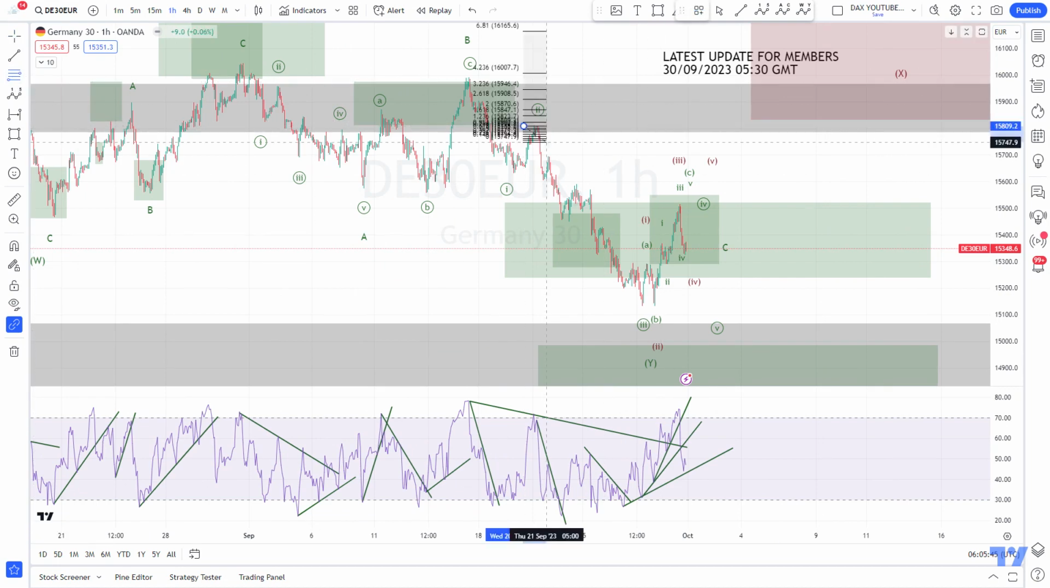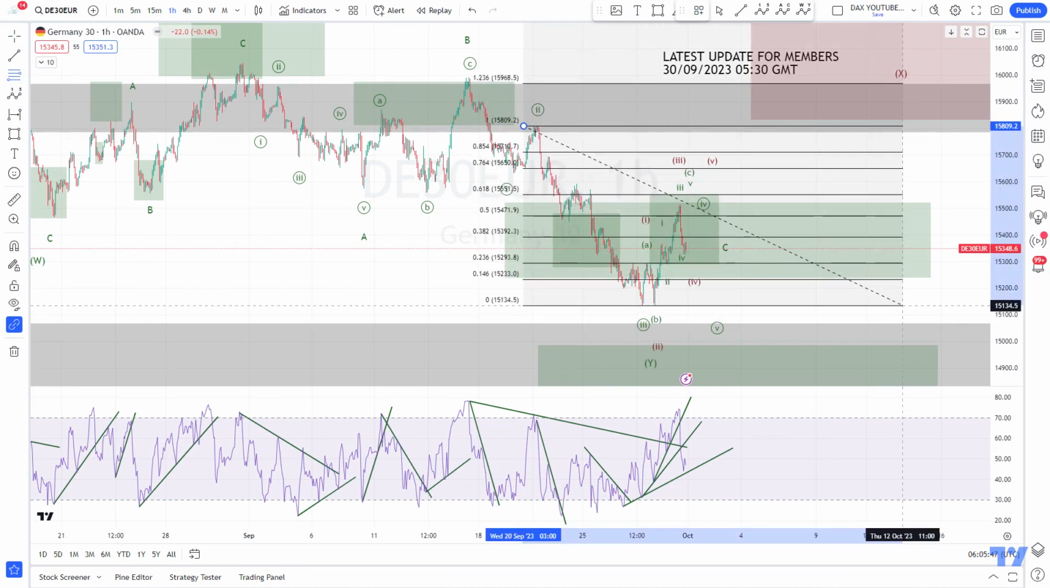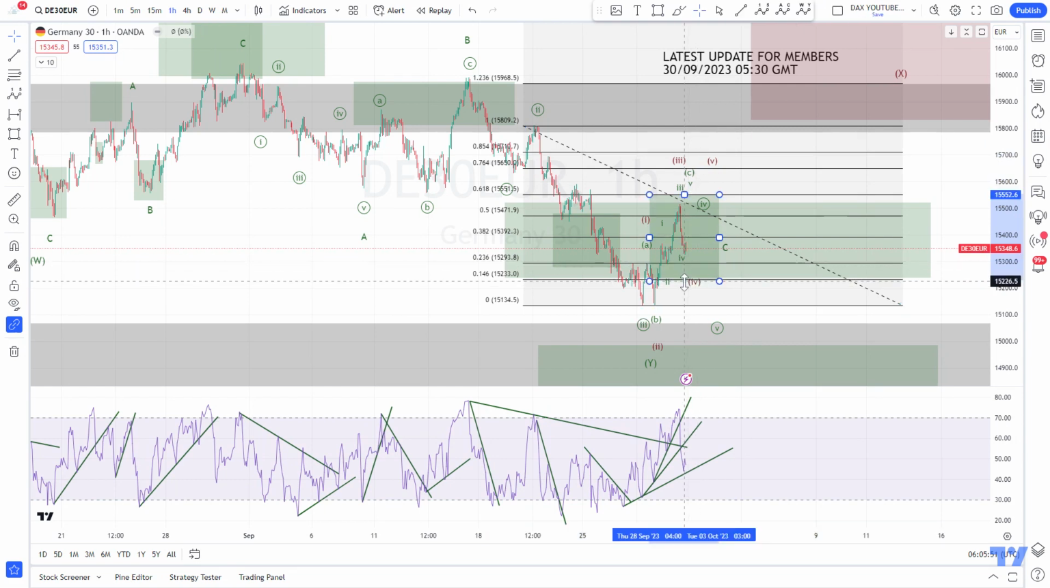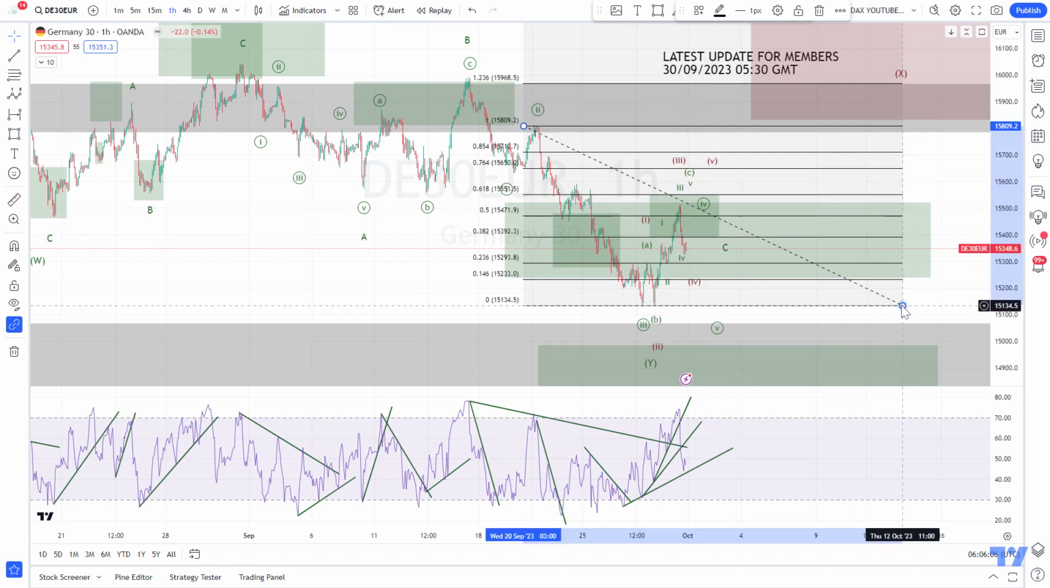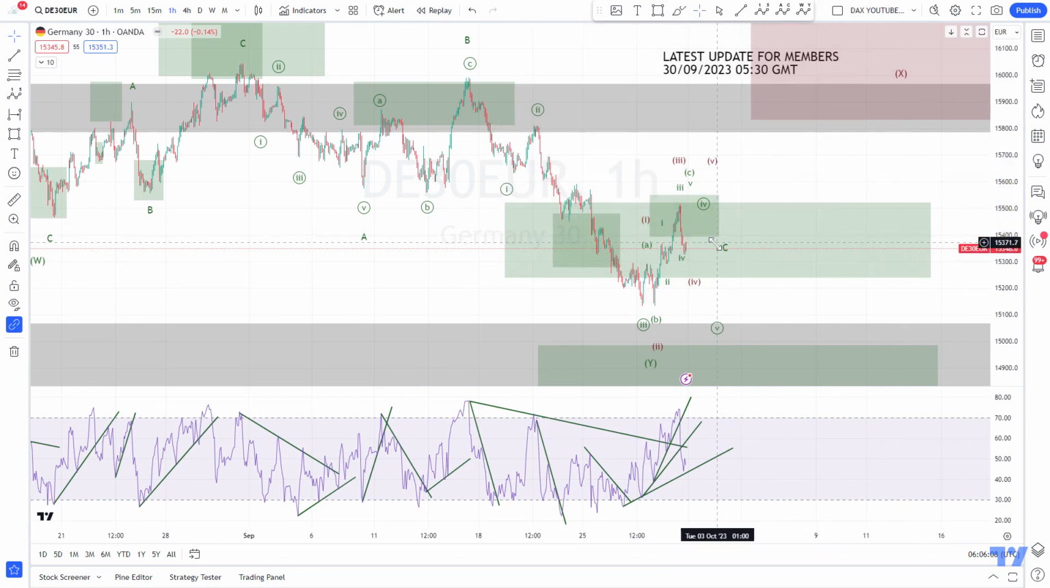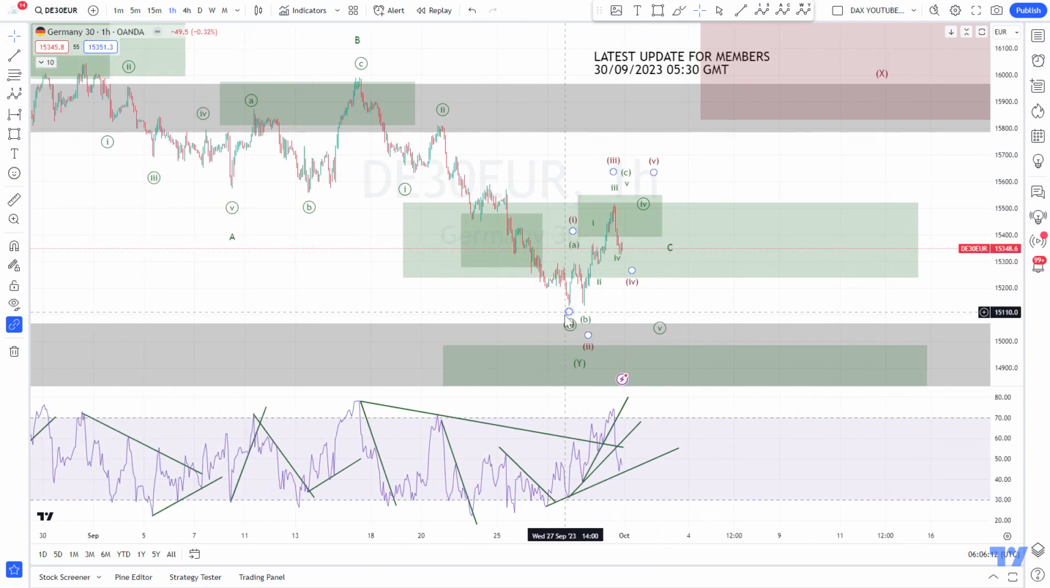If we take the length of our wave 3, then the area between the 0.146 and the 0.618 Fib retracement is the area where the wave 4 should go. We kind of reached the limits. Maybe we can make one more high. As a wave 4, it looks incomplete.